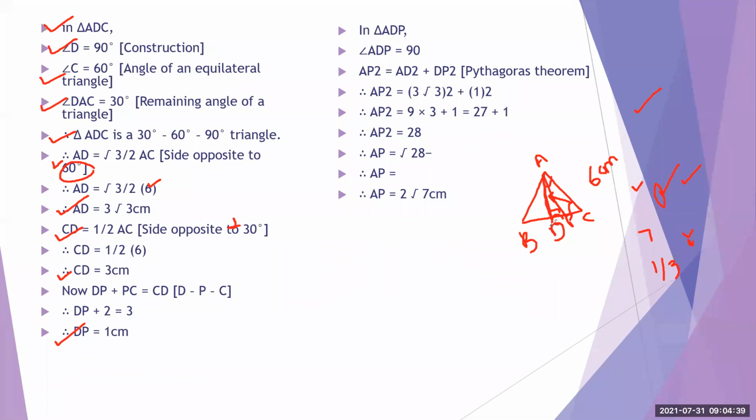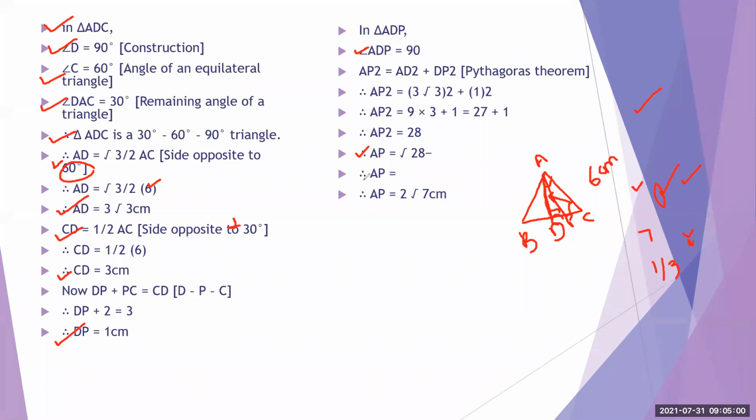अब हमने ADP triangle consider किया. Yes, why we are considering this triangle? क्योंकि हमें चाहिए AP की measurement. So in that triangle, angle D is equal to 90 degrees, so use the Pythagoras theorem there. Pythagoras theorem use करके we get the value of AP is equal to under root of 28.